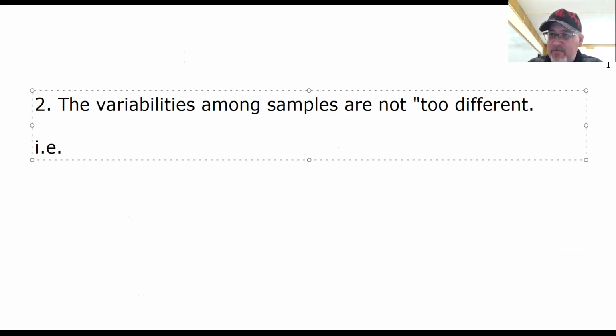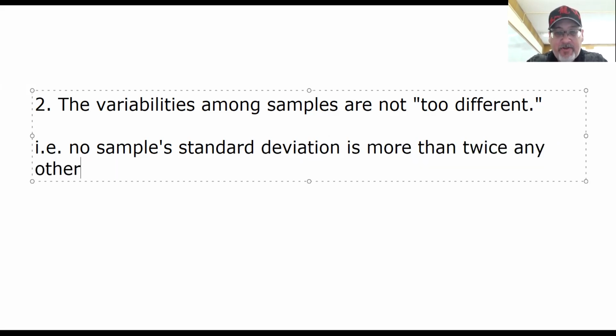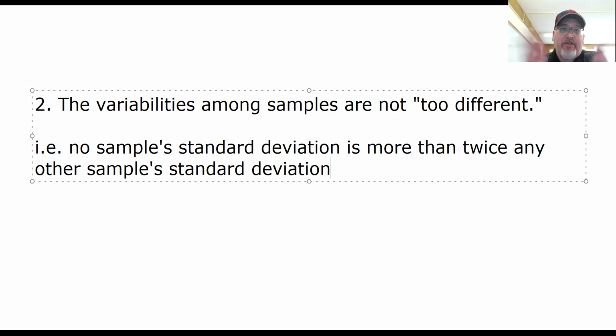Here's what it means, and not to knock statisticians, but statisticians are really good at fluffy phrases like that. But there is a rigid definition of what we mean by the variabilities among samples are not too different. What that means is no sample's standard deviation is more than twice any other sample's standard deviation. So it's okay if the standard deviations are different, but they can't be too different. You can't have one that's twice as big as another.